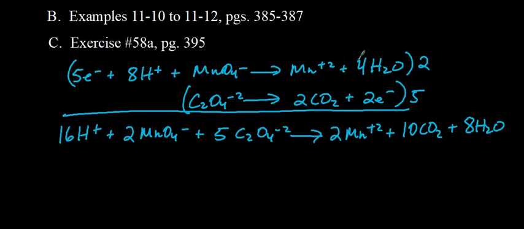Likewise, for the bottom half reaction, I would distribute that multiplier to each substance. So 5 of those, 10 of those, and 10 electrons. 10 electrons gained, 10 electrons lost. Those cancel, and we end up with this. And if you check, both mass and charge are balanced.